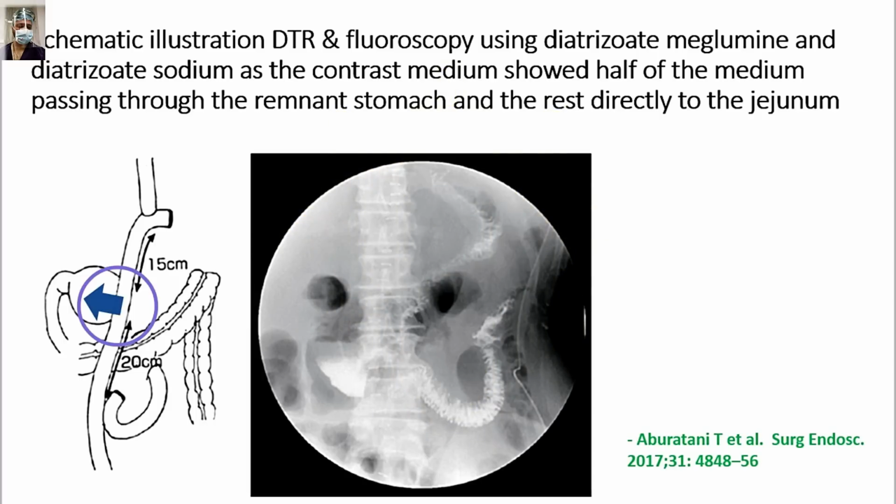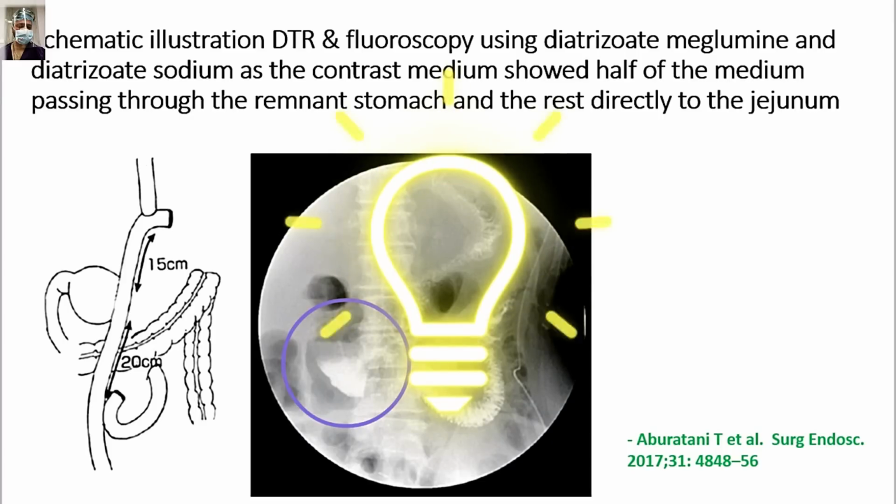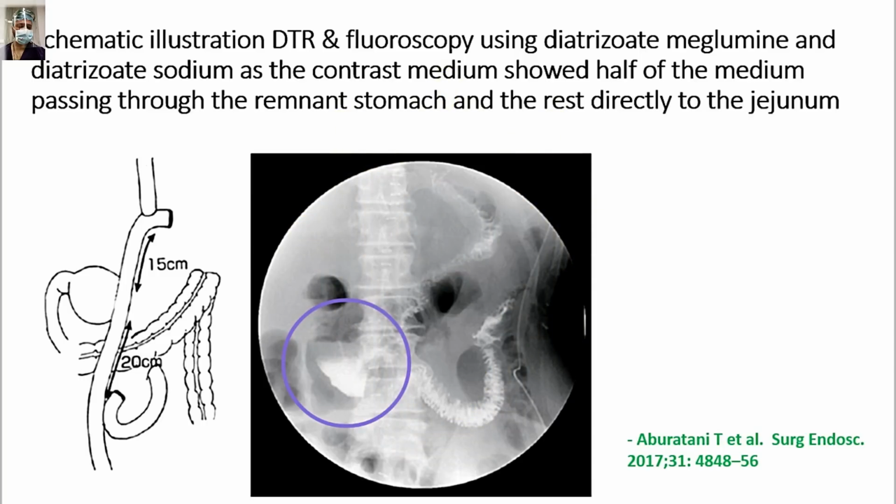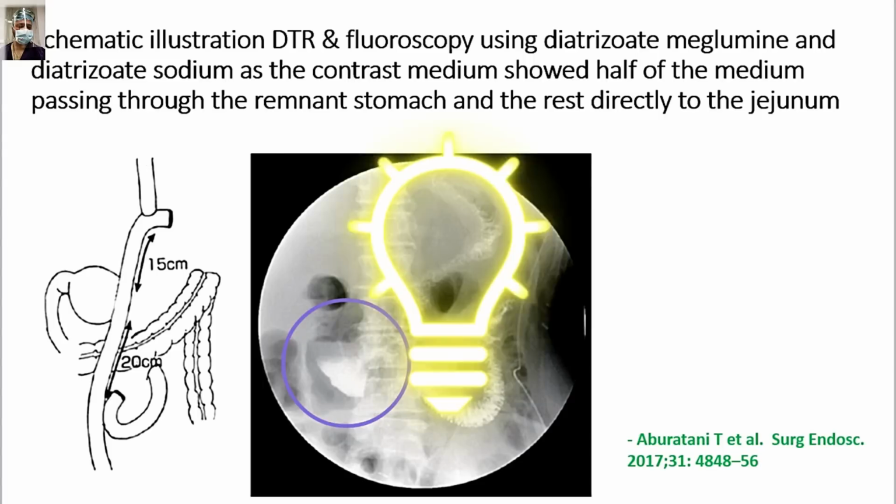This is the schematic illustration of double tract reconstruction and fluoroscopy using diatrizoate meglumine and diatrizoate sodium as the contrast medium, and it showed the medium passing through the remnant stomach and the rest directly to the jejunum. So when the patient swallowed the contrast media, it went into the remnant stomach, which is visible in this X-ray film, and into the jejunum. So the distal stomach was available for the food, and it was going into the jejunum also. So the patient can have a one-time meal. That was the advantage of double tract reconstruction, and also there is easier access to the ampulla, as I said, endoscopically.